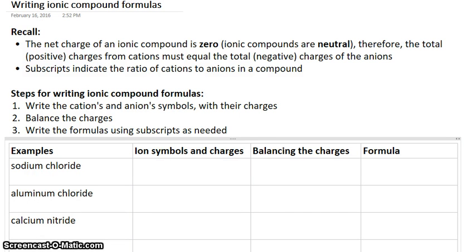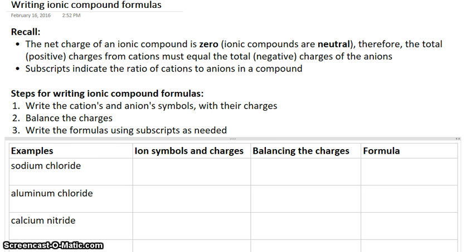Writing ionic compound formulas. Before we get going, let's just recall that the net charge of an ionic compound is 0, meaning ionic compounds are neutral, and therefore the total number of positive charges from the cations must equal the total negative charges from the anions. And then we'll use subscripts to indicate the ratio of cations to anions in a compound.